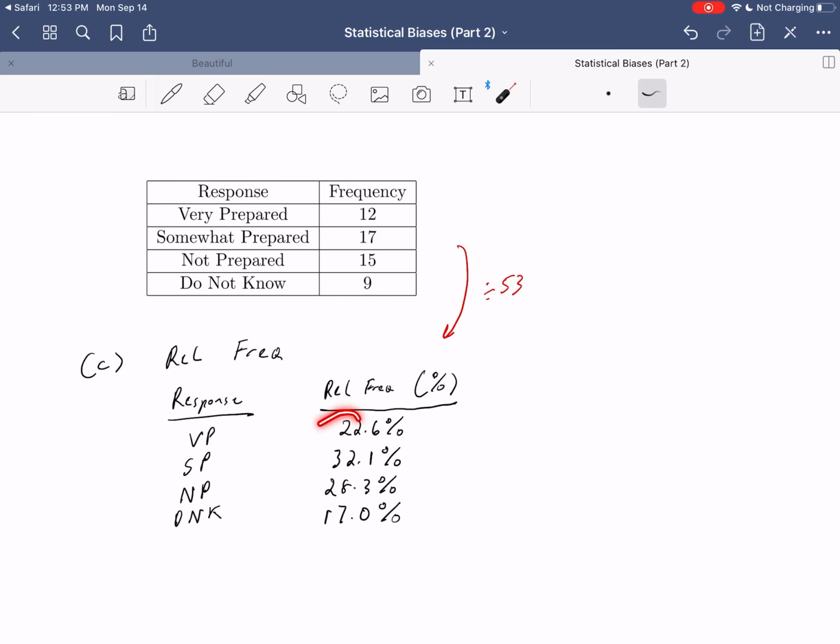So apparently about 22.6% of the people who responded said that they were very prepared. 32.1% said that they were somewhat prepared. 28.3% said that they were not prepared. And 17.0% said that they do not know.